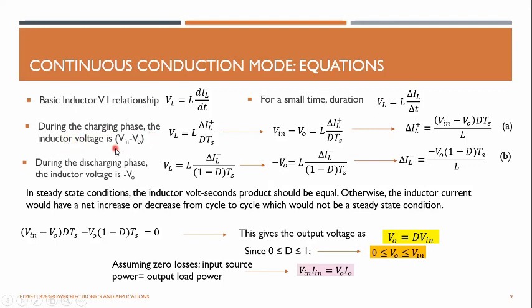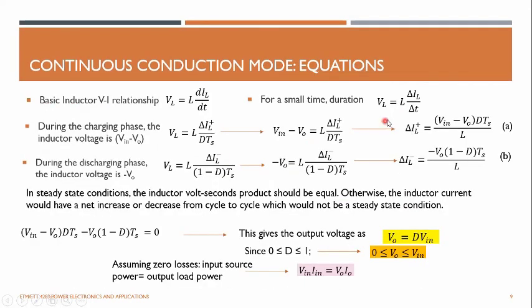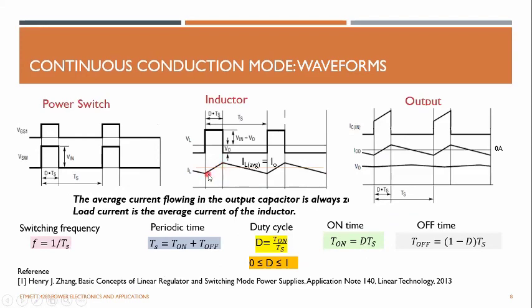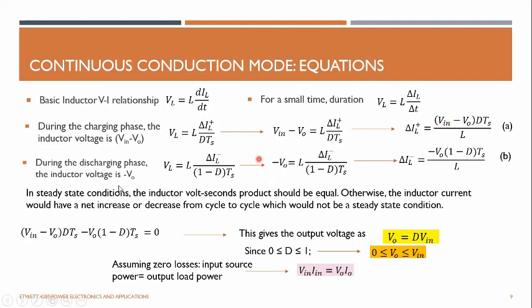During the charging phase, the inductor voltage is V in minus V out. So assuming the inductor charging current is plus IL, this time duration is dTs, the turn on time, and the inductor voltage is V in minus V out. From here, we can get this equation. And the inductor current is ramping from this point to this point. This is plus IL, so that can be the change of current, right? This change from here to here is given by this equation.